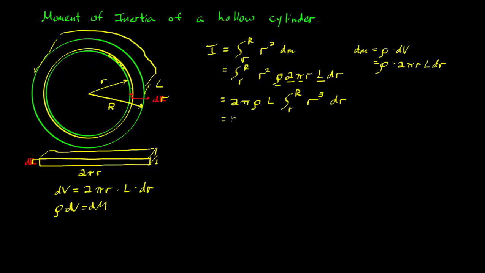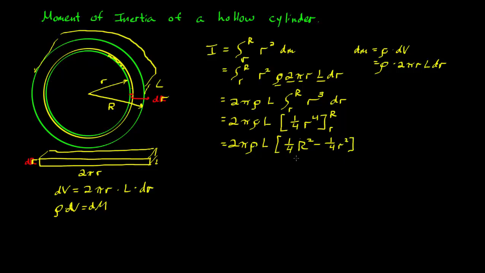So we're going to end up with 2 pi rho L times 1/4 r to the 4th integrated from little r to big R. So we get 2 pi rho L times 1/4 big R to the 4th minus 1/4 little r to the 4th. And then we're going to do some algebra trickery with this stuff.